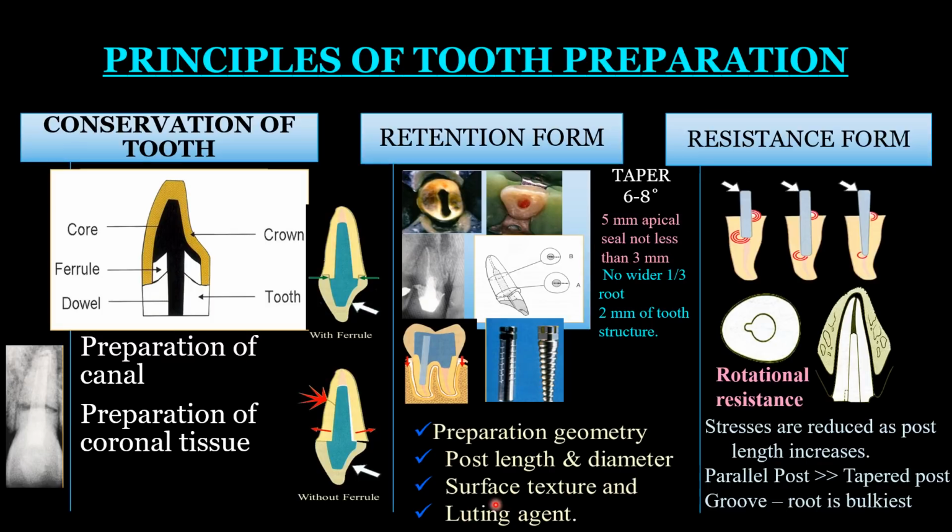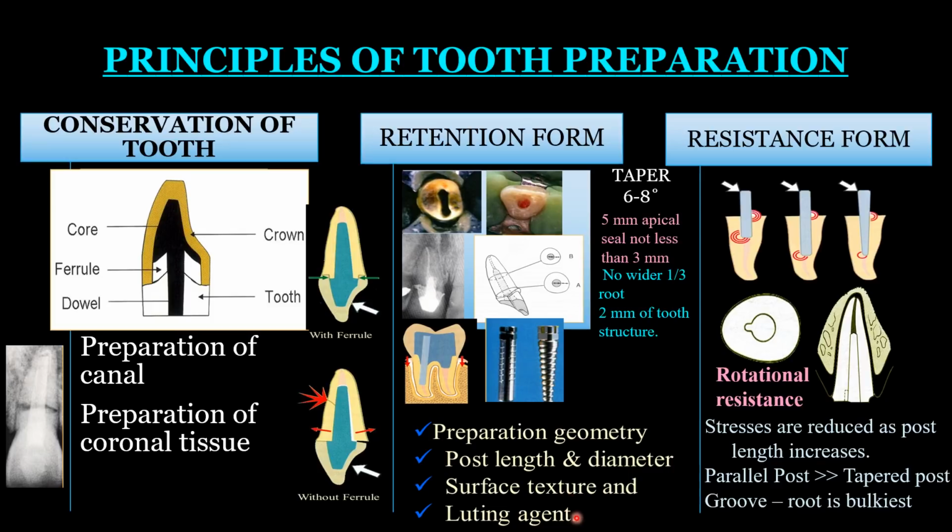Coming to the surface texture, the threaded posts are the most retentive, but they produce greater chances of root fracture as they are active and they engage the dentinal wall. Serrated or roughened posts are more retentive as compared to the smoother ones.